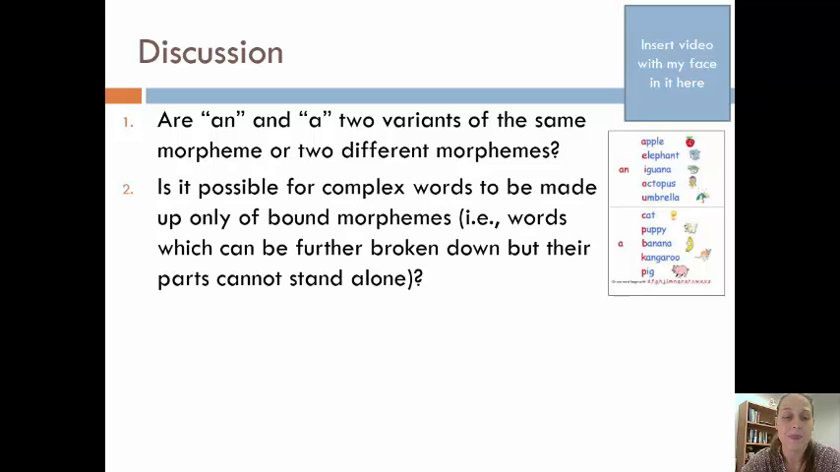Okay, question number 2. Is it possible for complex words to be made up only of bound morphemes? Or in other words, words which can be further broken down but their parts cannot stand alone? So the answer to this is yes.